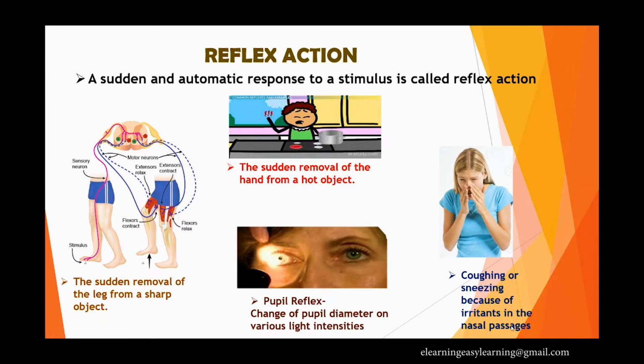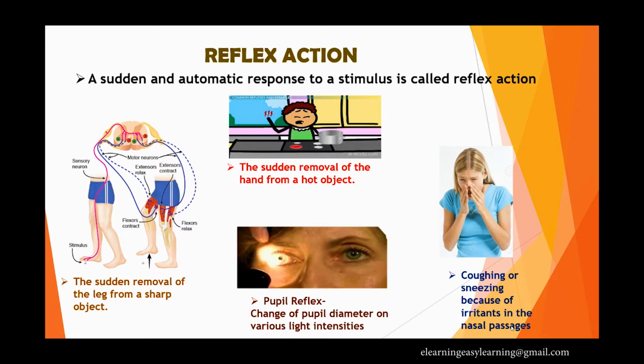In all these examples, we can see that all these responses, like the removal of the leg or hand, the change of the pupil diameter, or coughing or sneezing, are happening suddenly and automatically, or involuntarily. So these kinds of responses are called reflex actions.